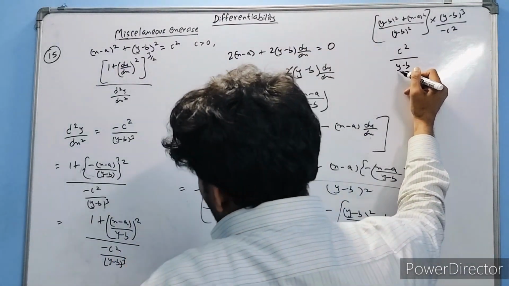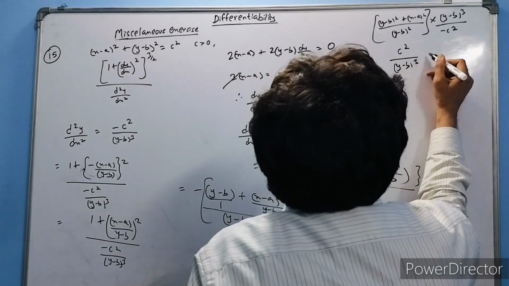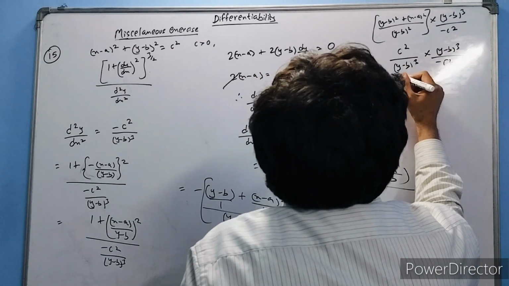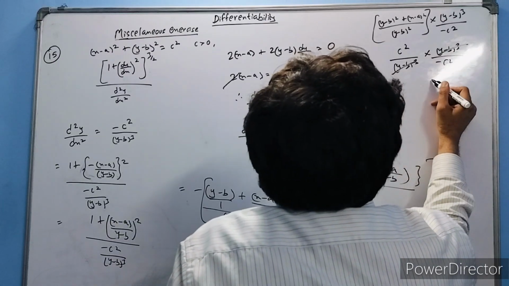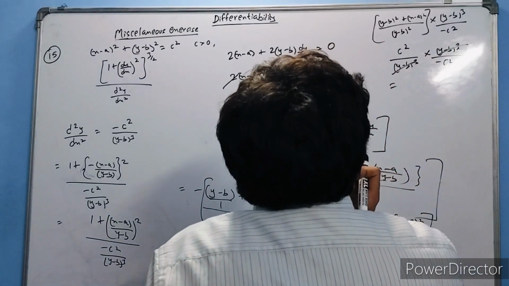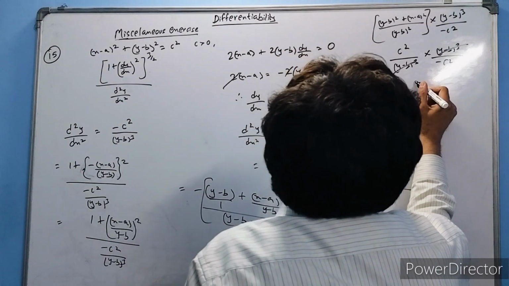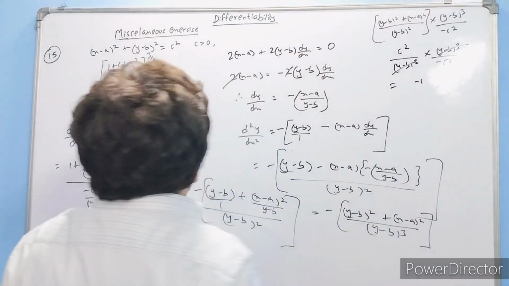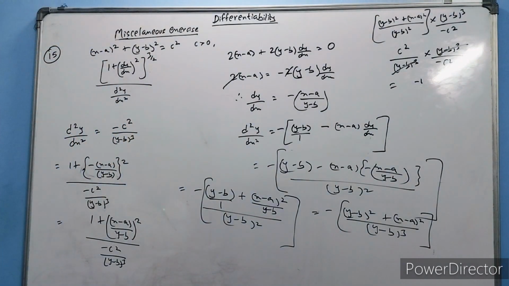Okay, so now I have (y minus b) whole cube upon minus c square. So we have the value here, that will be minus 1. That is independent of a and b, which is what we need to find. Okay, so that is how we'll try to solve.